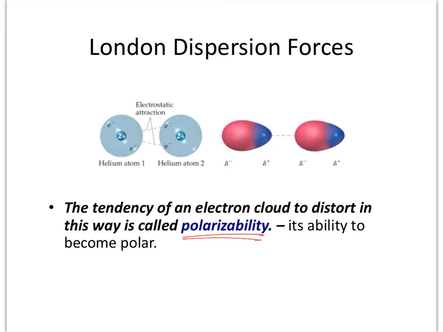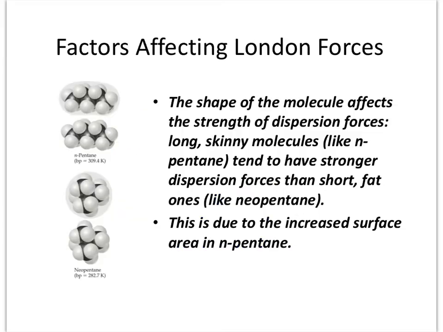All right, now this word they love on the AP. The tendency or the likelihood of this happening varies depending on what substance you're talking about. So the tendency of an electron cloud to be able to distort in this kind of way is called polarizability, the ability of it to become polar. So there's a trend that you're going to need to memorize here.